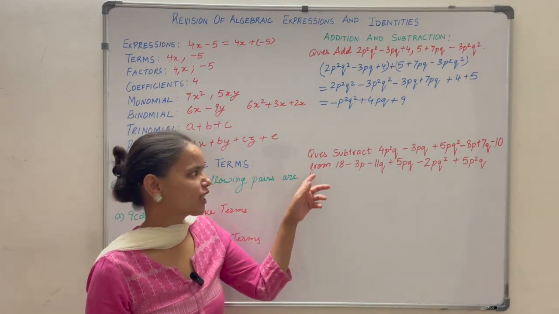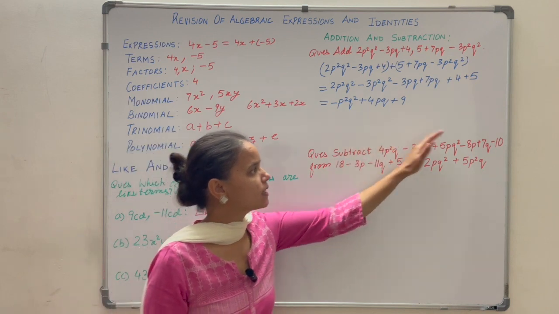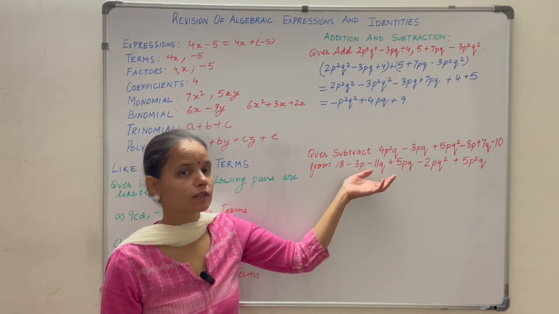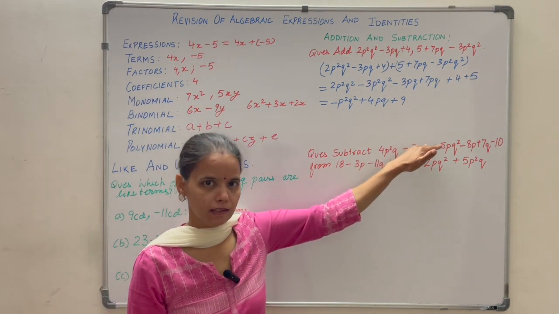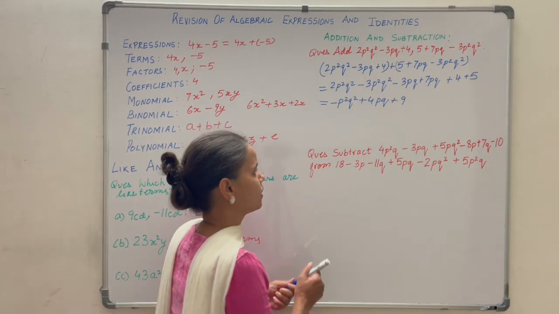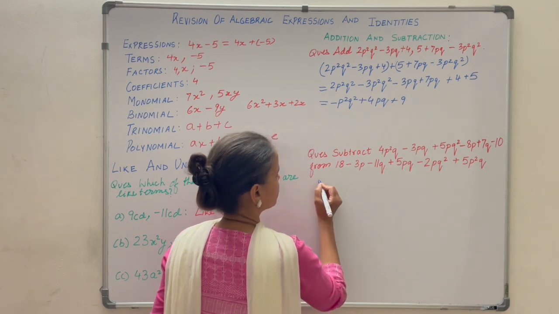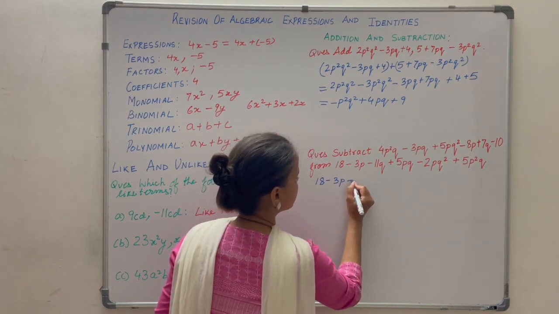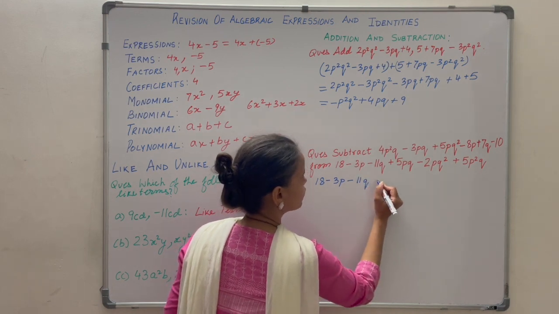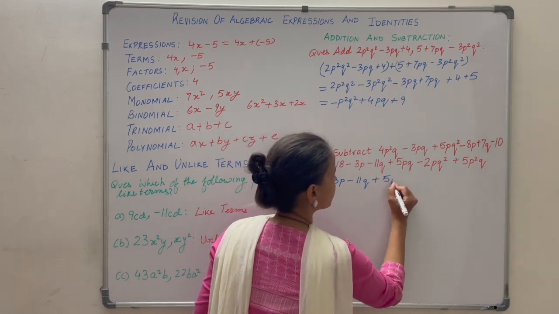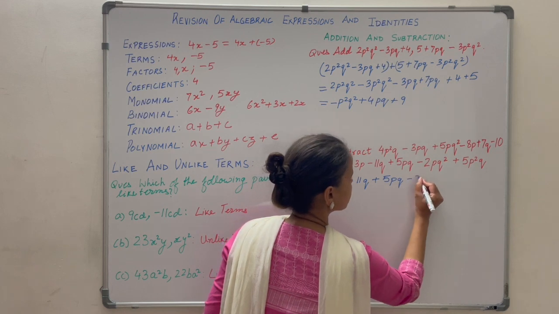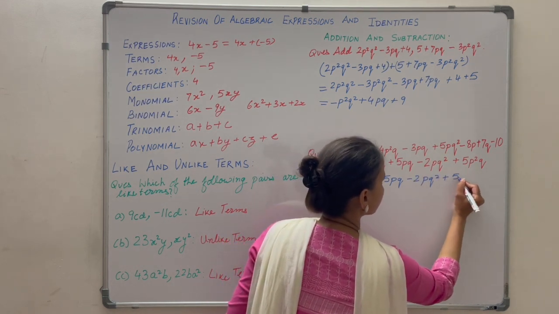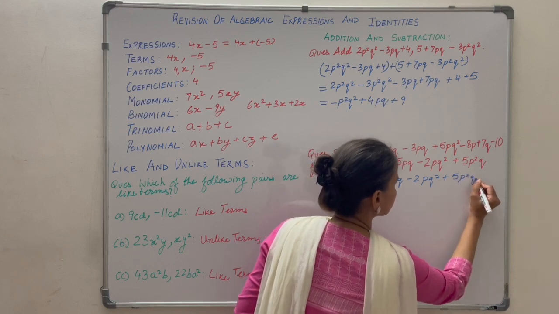Now let us take this question. Subtract this expression from this expression. So that means you need to write down this one first and then this expression. Let us write it. So here let us copy this expression as it is. 18 minus 3p minus 11q plus 5pq minus 2pq square plus 5p square q.